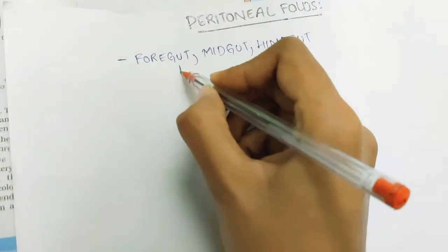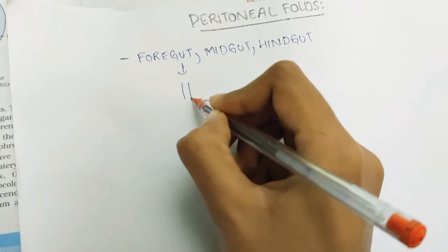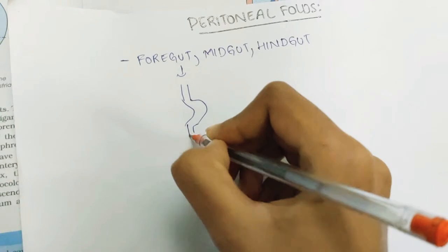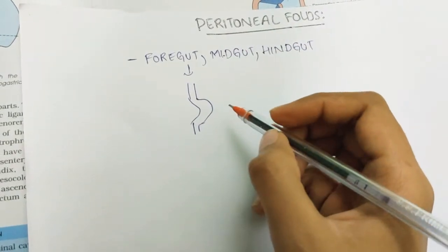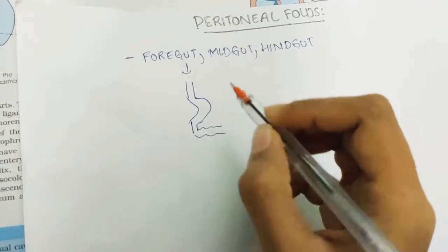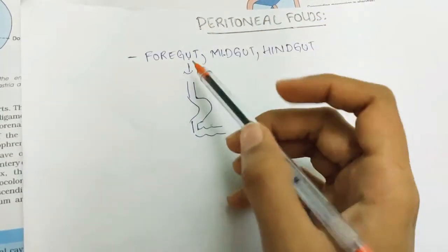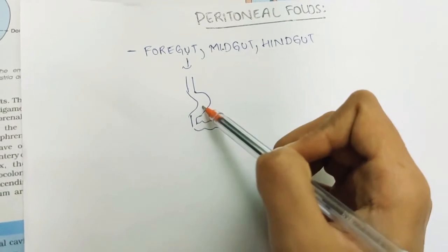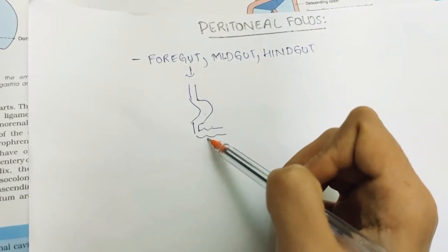The foregut in turn develops first into the esophagus, and after that it converts into the stomach. Even the upper part of the duodenum is part of the foregut itself. So the foregut forms the esophagus and stomach, and also the upper part of the duodenum up to the opening of the common bile duct.